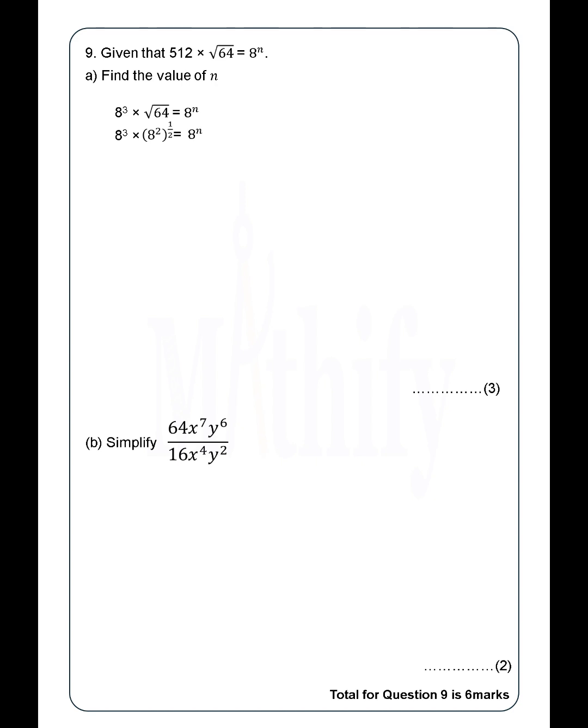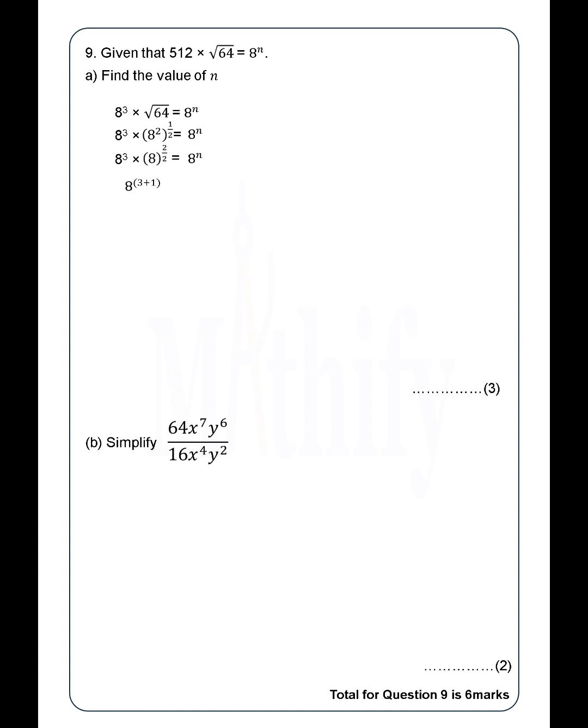Now, as per laws of indices, if there is a bracket and we multiply the powers, so 8 cubed stays as it is. So 8 squared to the power of a half, it won't be plus, it'll be multiplied. So 2 times a half is equal to 2 out of 2, which is just 1. So 8 to the power of 1. Make it equal to 8 to the power of n.